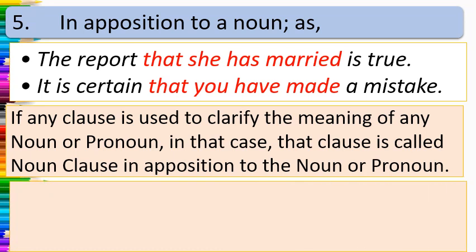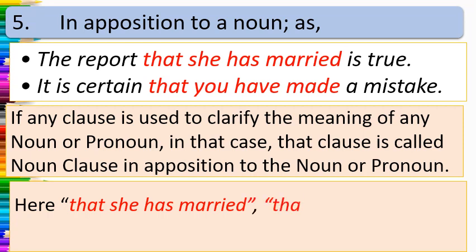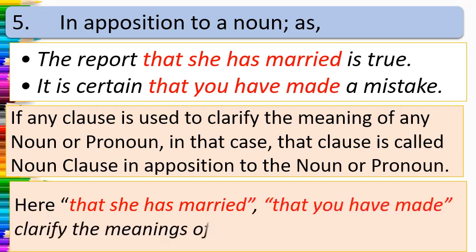So, in these sentences, "that she has married" and "that you have made" clarify the meanings of the report, and it is certain. Now let us see the next kind of subordinate clause, that is adjective clause.